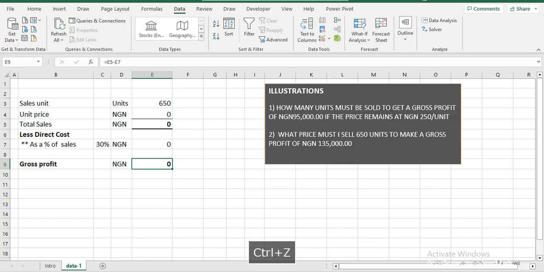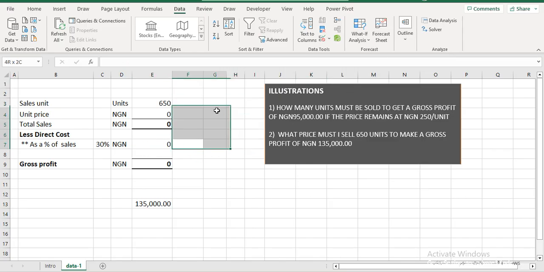Sorry, I'm not supposed to do that. There's a formula there. I already know this gross profit, 135,000. So let me just keep it here, 135,000. This is what I expect to have as my gross profit. Now, what price must I sell? I already have my unit here. I need to know the selling price. Of course, I have a formula here to calculate my direct cost.